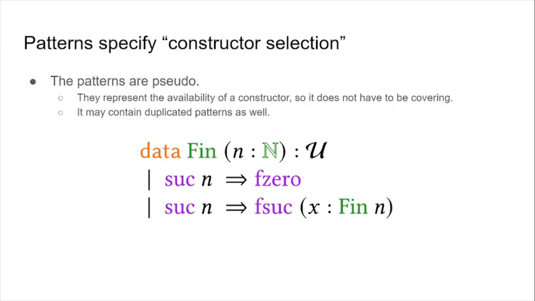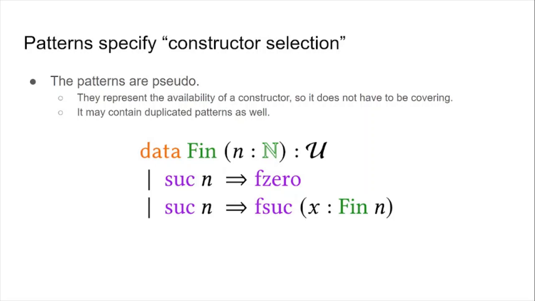The patterns in front of the data constructors specify the availability of constructors. Pattern matching has three potential results, just like term unification, but it's much simpler both to implement and to use. These patterns are unlike patterns in normal functions.